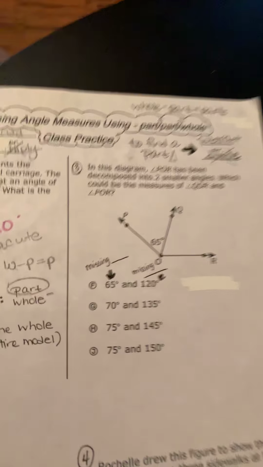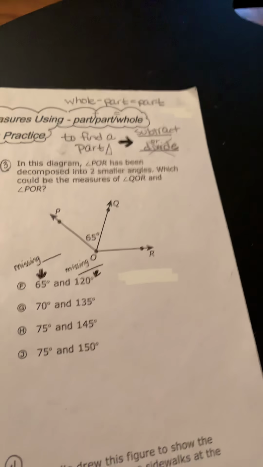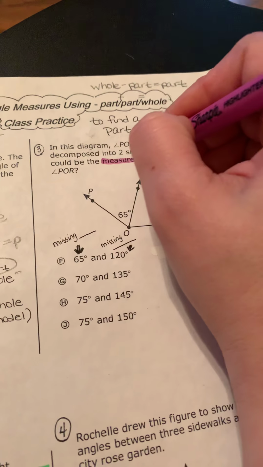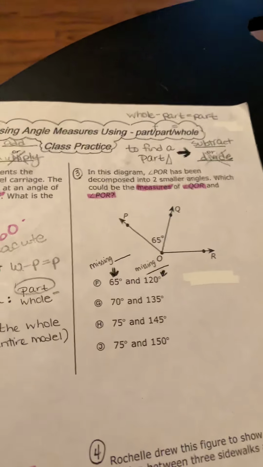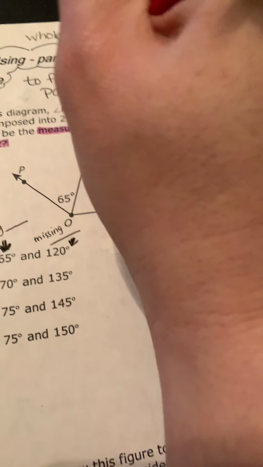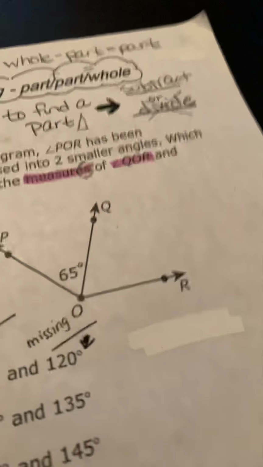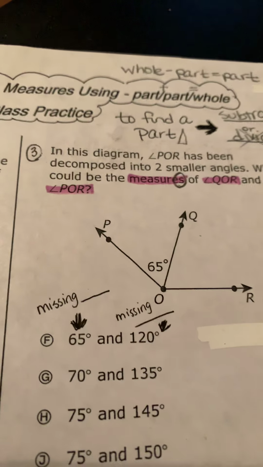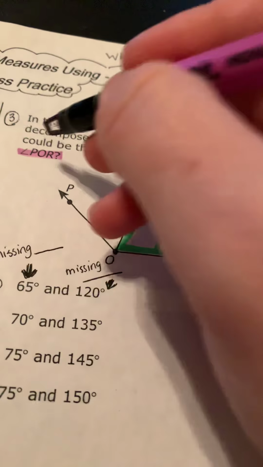Yes. All right, boys, read us about this diagram. Girls, what are we looking for? We're looking for the measures of angle QOR and angle POR. Do y'all see that S, measures? What does that S tell me? Plural. Measure is one. Measures is more than one. So there's language that you're pulling in. I need the measure of QOR. I don't know that. And I need the measure of POR.